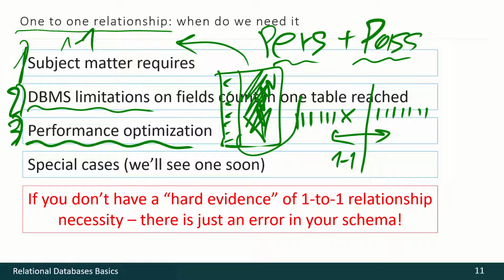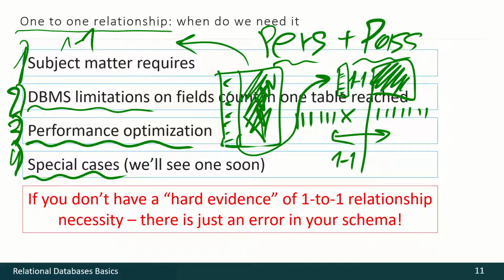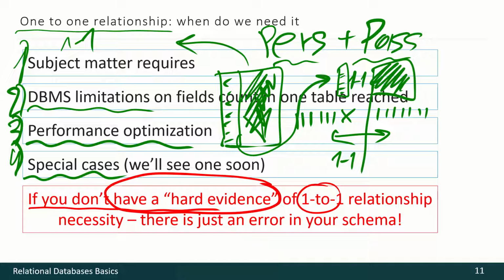We may split that table into two tables, one with that huge amount of data and one with few data, and then also link those tables with a one-to-one relationship. The next special case we shall see in a minute, but before that we have to emphasize that we need to have hard evidence for a one-to-one relationship to exist. If we do not have such, that's just an error, a mistake in your schema.